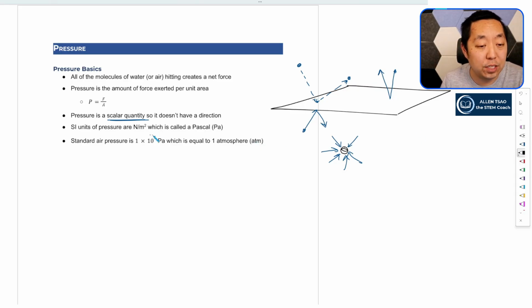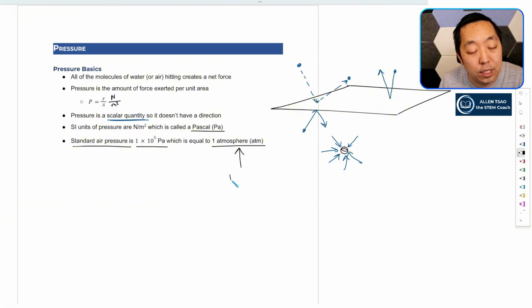Now, in terms of our SI units, we call it a Pascal. It's newtons per meter squared, force per area. And standard air pressure in the atmosphere is about 1 times 10 to the 5th Pascal, which is also known as 1 atmosphere. This is a non-SI unit. We normally use pascals as our standard unit, but this is sometimes called 1 atmosphere, because that is what you feel near the surface of the Earth.